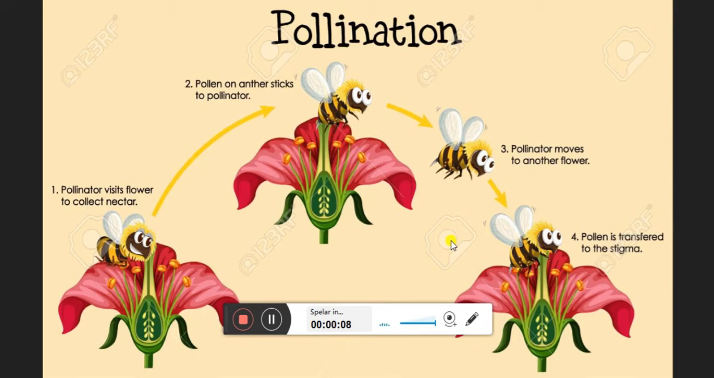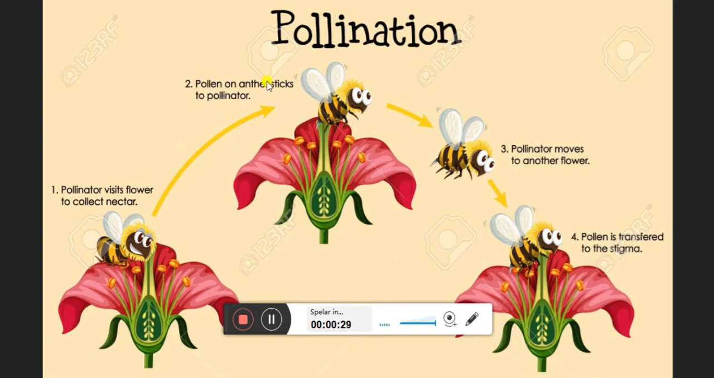Now here in this video I am going to explain to you about pollination, the types of pollination and the agents of pollination. Also we will discuss the different kinds of flowers depending on the ways of pollination. Okay. So here is pollination.